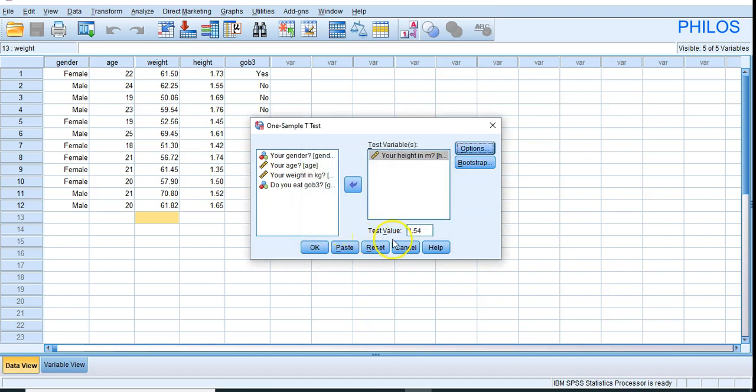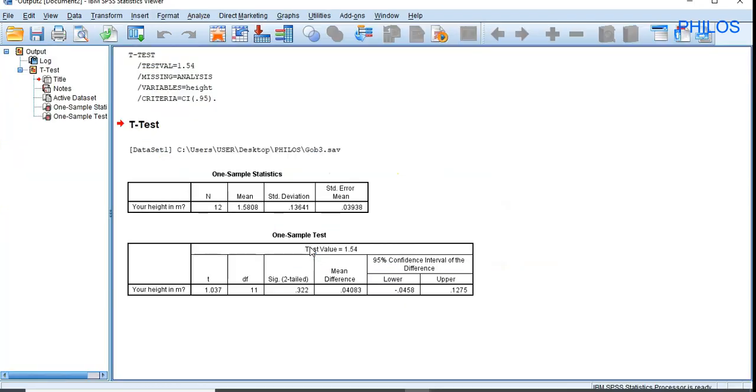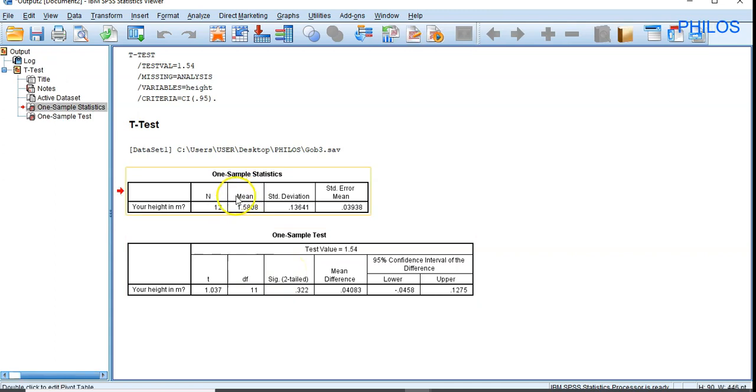Now my test value is there, 1.54, and I have the height here, and that's what I want to test. So you click OK. Then instantly SPSS will display these two tables. The first one here is the descriptive statistics, and the second one is the one sample t-test. When you look at the first table, you see that N is 12. It means that the sample size is 12.